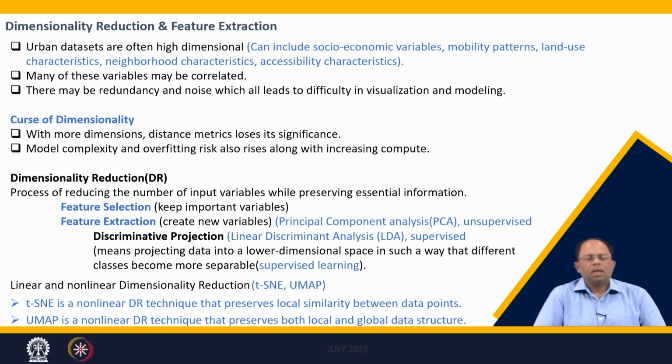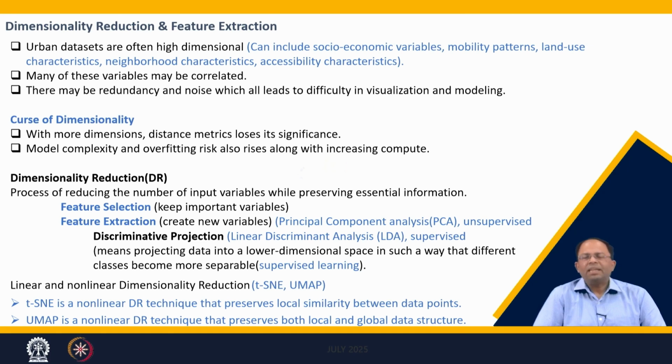So the primary goal is to reduce the number of dimensions that we are looking into, or to create a new sort of variable which represents many of these dimensions. This is the crux of dimensionality reduction. With more dimensions, what happens is, as we have learned earlier in different algorithms, we use the distance matrix as one of the measures to differentiate between the class boundaries, or to find the distance from the class boundaries and so on. That distance matrix loses its significance when we have many dimensions. And the model complexity and overfitting risk also rise along with increasing computation power.